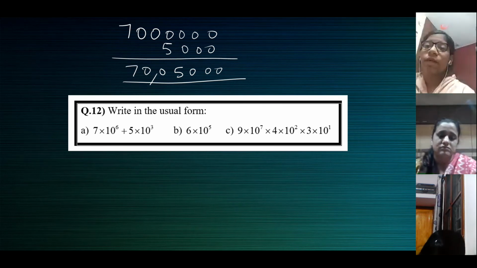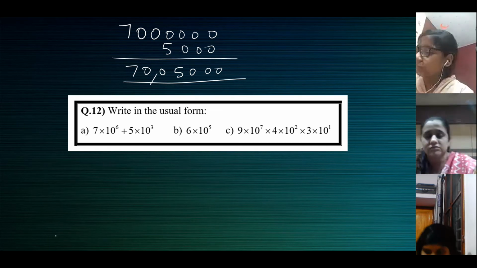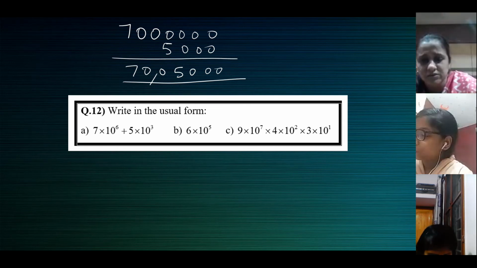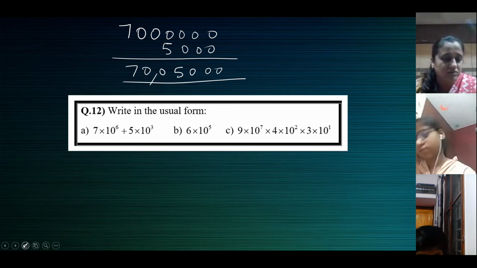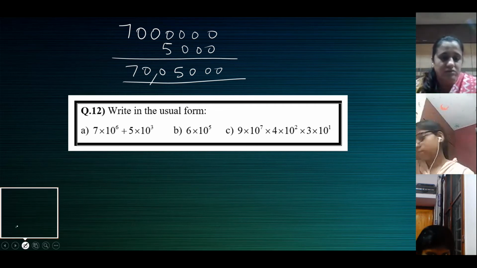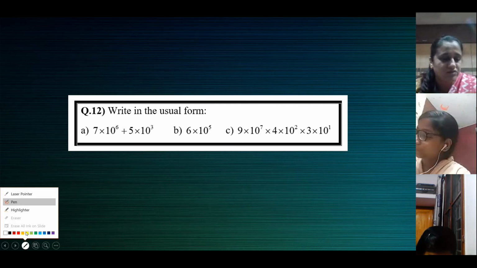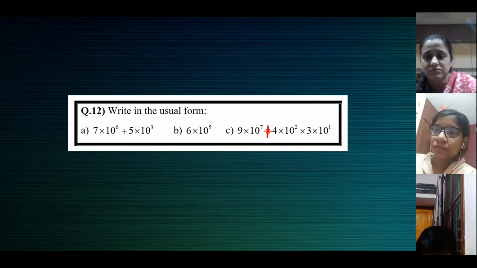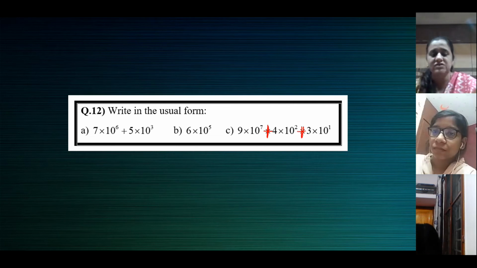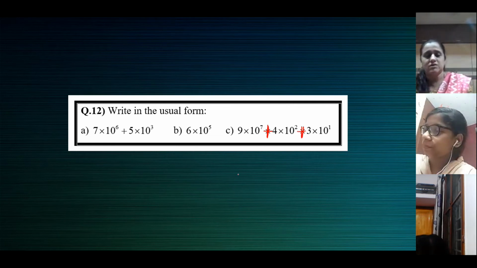6 followed by 5 zeros. I think in this question there's a mistake. It shouldn't be multiplication here. It should be plus. The C question, one minute. The C, please change the question. It should be a plus here.